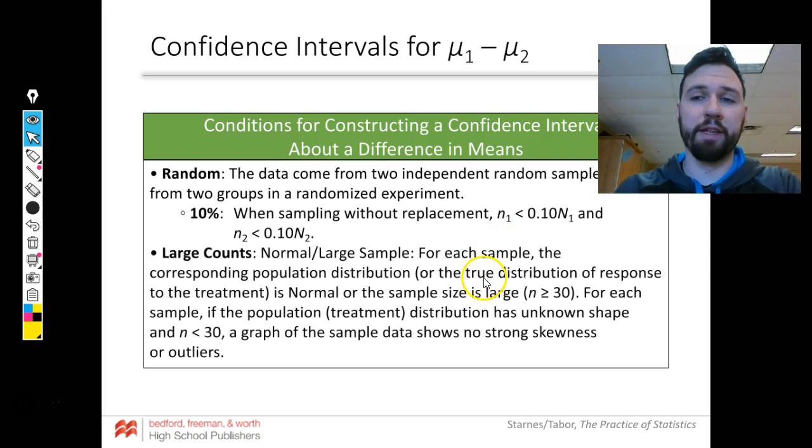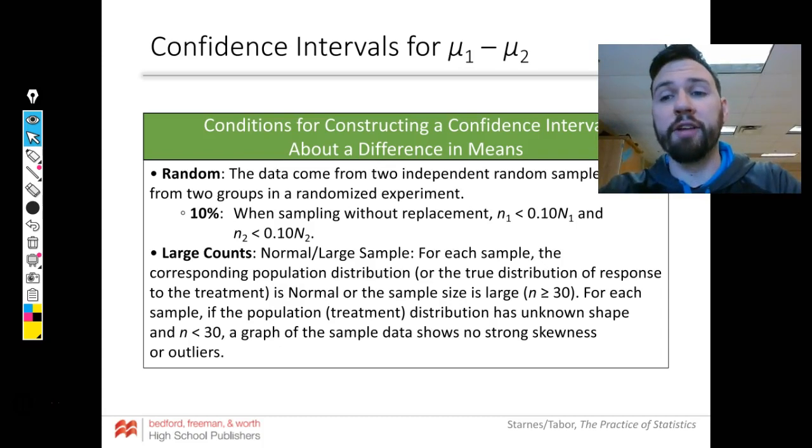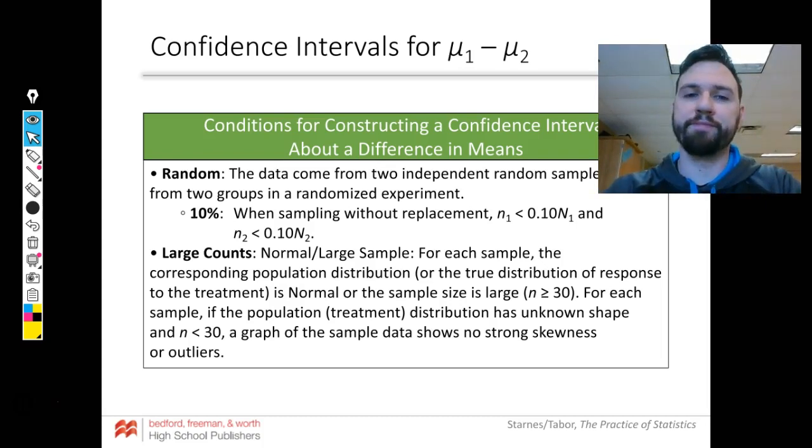I'm going to go through this really quick. So again, now we're going to go on to construct confidence intervals. We're going to do confidence intervals, significance test. Okay? The big two. So we have to check random, 10%, large counts. All the rules are the same as before.